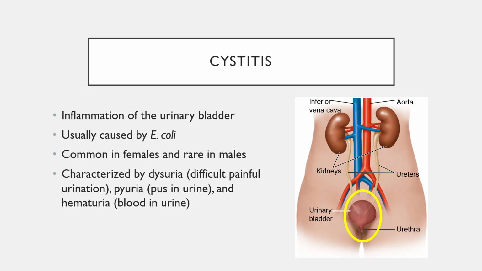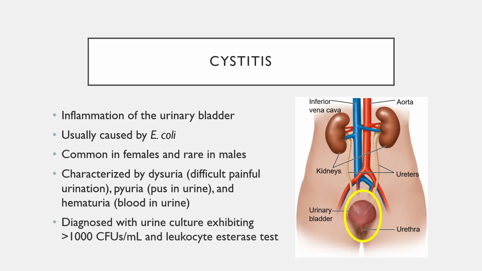The way that cystitis or UTI is usually diagnosed is through a urine culture that exhibits over 1,000 colony-forming units per milliliter, as well as with a leukocyte esterase test. So you may remember back in our first unit when we talked about quantifying bacterial growth by taking a sample of urine and culturing it on a plate and performing serial dilutions to determine the exact concentration of bacteria per milliliter. It can be determined whether the concentration meets this threshold beyond which an infection is indicated.